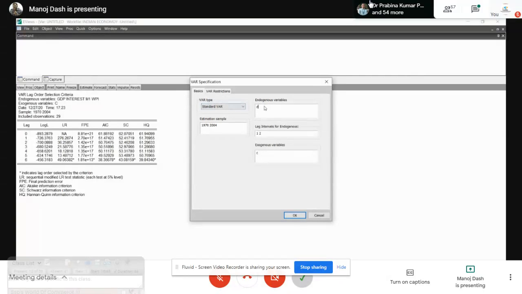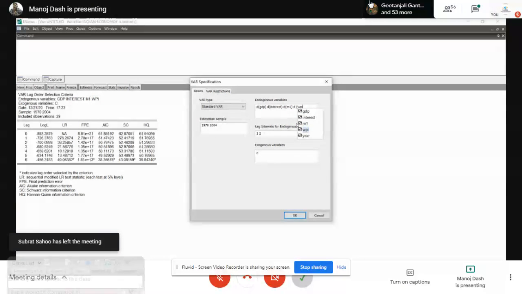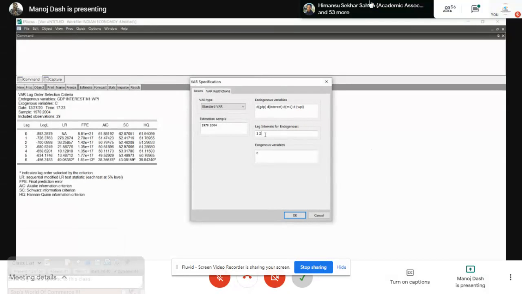What will be next? Go to the quick option, quick estimate bar. Again write down what next? The GDP. Clear? And D, anybody? Interest. Then D, money supply. Then D, WPI. Clear? And what is the leg? 1, 2? Leg 6. 6 में आया ना बराबर?